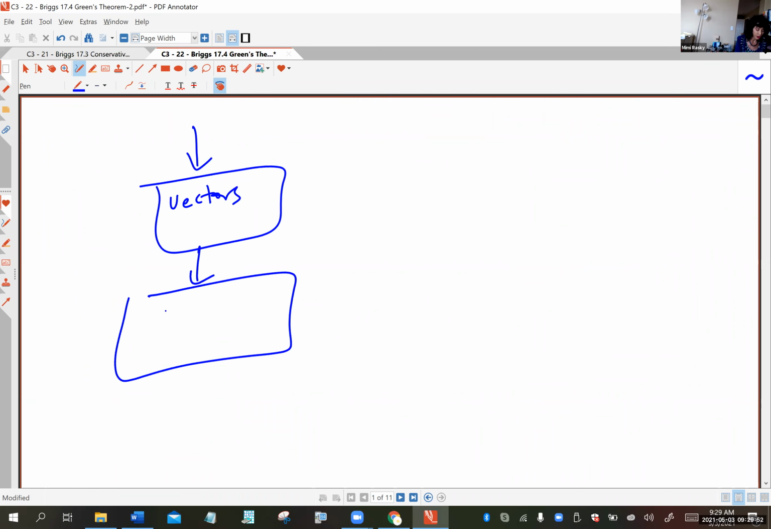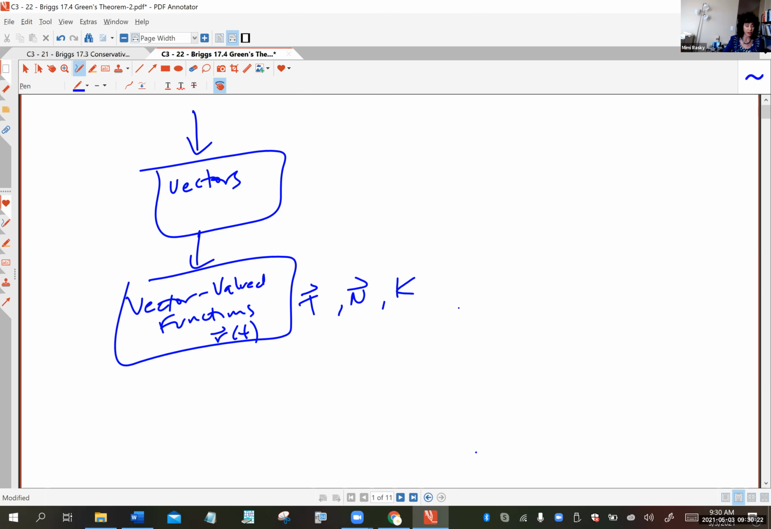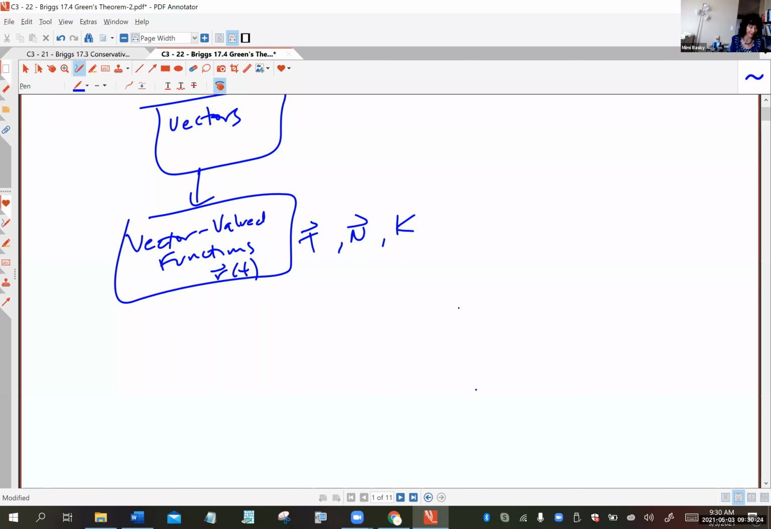What's the second module? This is good review for the final, so pay attention. Vector valued functions. Here we did r of t, and a lot of stuff with vector valued functions. We used it to represent motion, like projectile motion, and learned what a velocity vector is. We also looked at T and N, the unit tangent vector and the unit normal vector, and we also discussed curvature. All that stuff's going to be on the final. Don't worry, it's going to be on there.